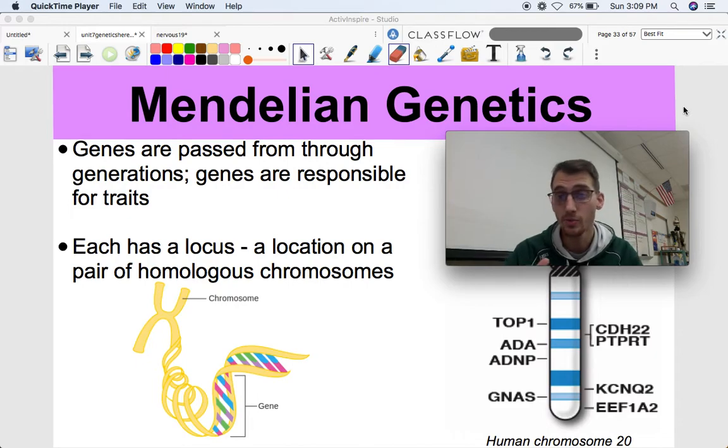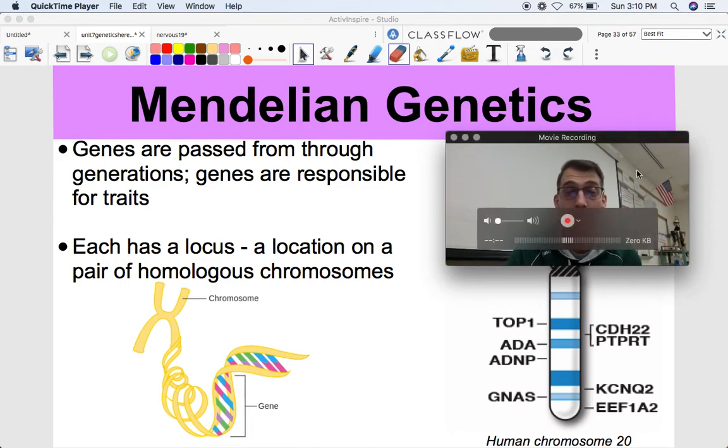But genes, as we should know, are passed through generations, right? So that white flower gene was passed down, and it wasn't shown in that F1 generation, but it was shown in the F2 generation. And genes are responsible for our traits. I've said that a bunch of times if you've been paying attention in this class, right?